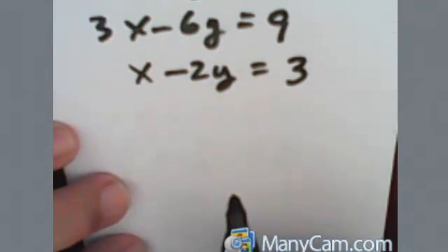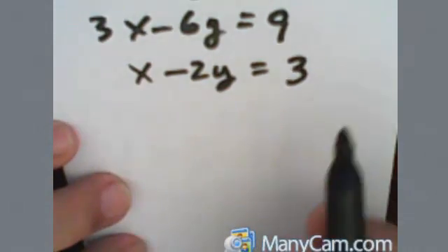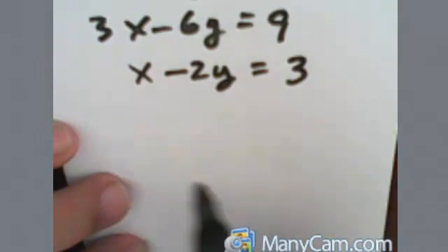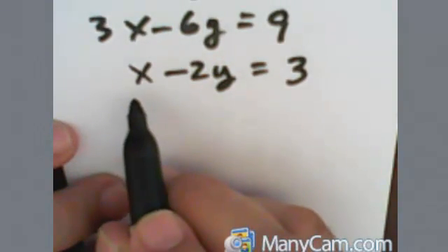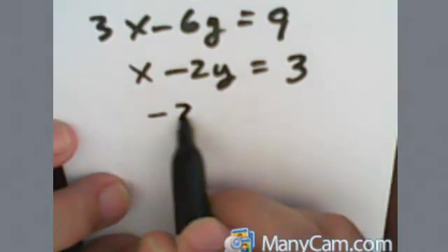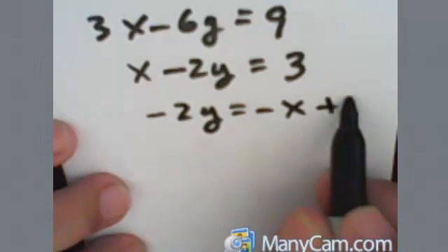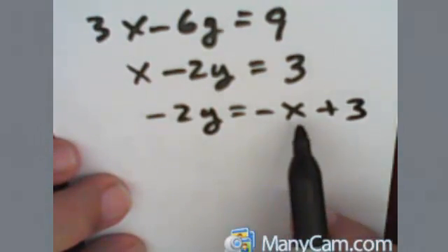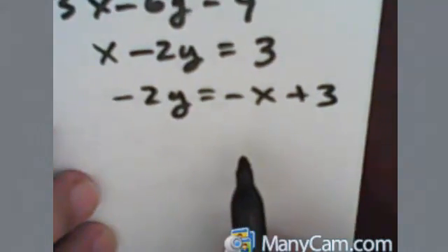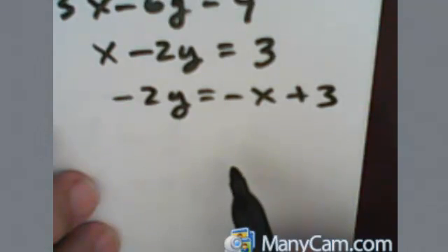We continue by getting the x over on the right side by subtracting x from both sides. We subtract x from the left and it's gone. We've simply got minus 2y. We'll subtract x from the right side and add the 3. The reason we put the minus x before the 3 is because we're getting it ready for slope-intercept form.